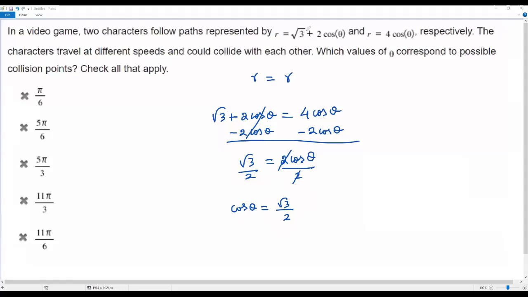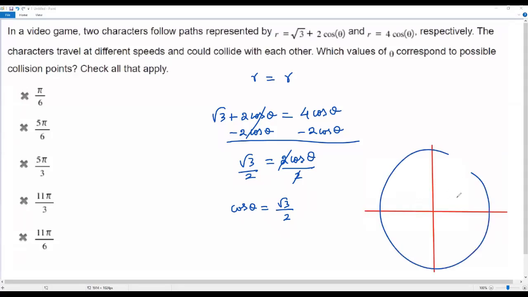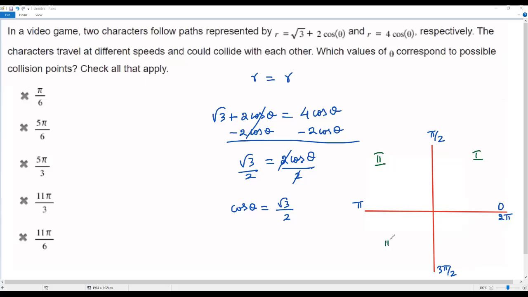Okay, let me draw the 4 quadrants. Here we have 4 quadrants, and here we have 0 degrees, and 90, which can be written as pi over 2, and here 180 or pi. Here 270 or 3 pi over 2, and here we have 2 pi or 360 degrees. Here we can consider the concept of ASTC. What is ASTC? This is from 0 to pi over 2, the first quadrant, pi over 2 to pi the second quadrant, pi to 3 pi over 2 the third quadrant, and 3 pi over 2 to 2 pi the fourth quadrant. So we have to consider the ASTC concept.